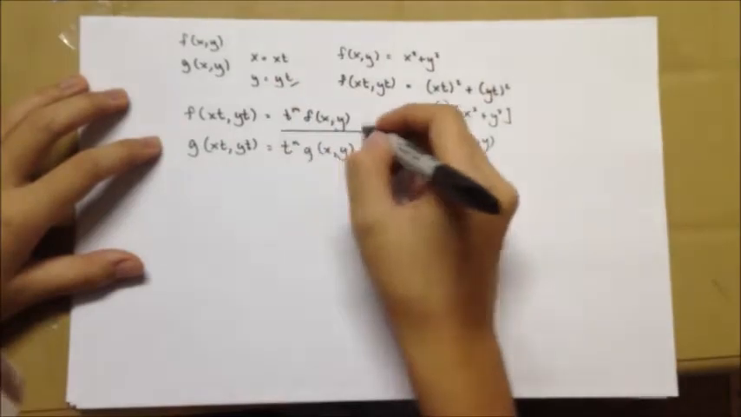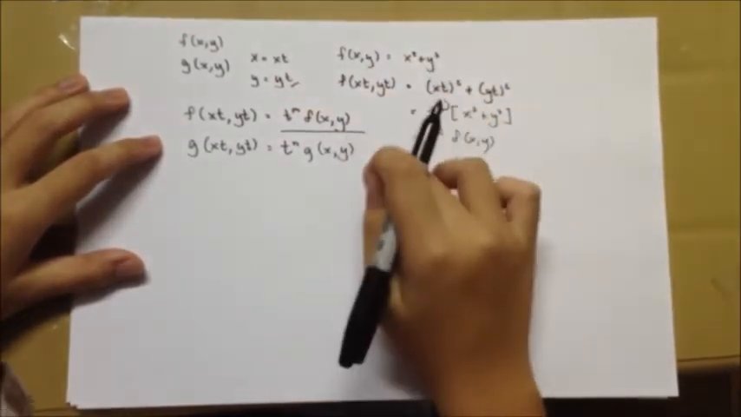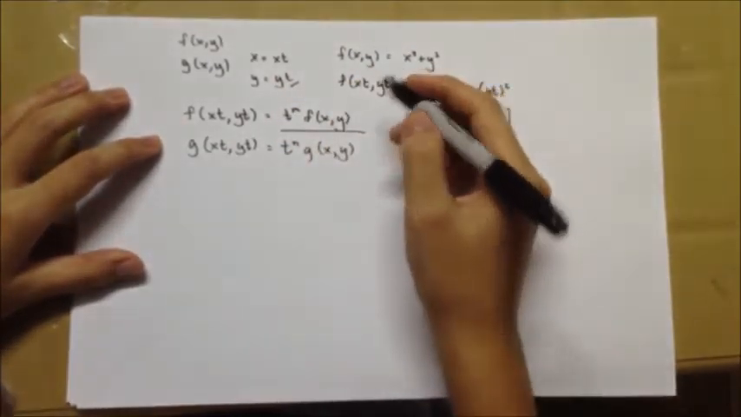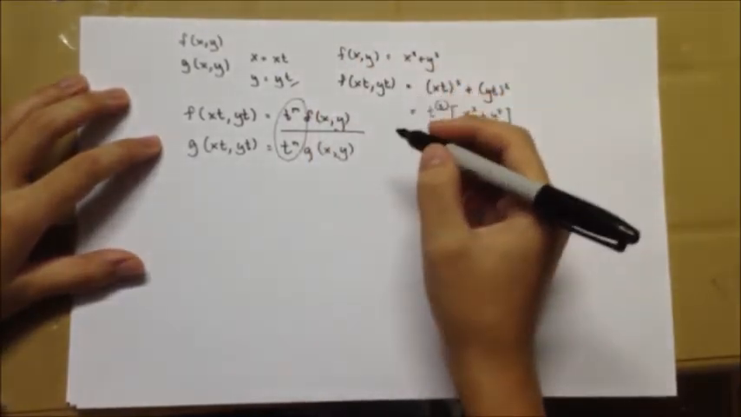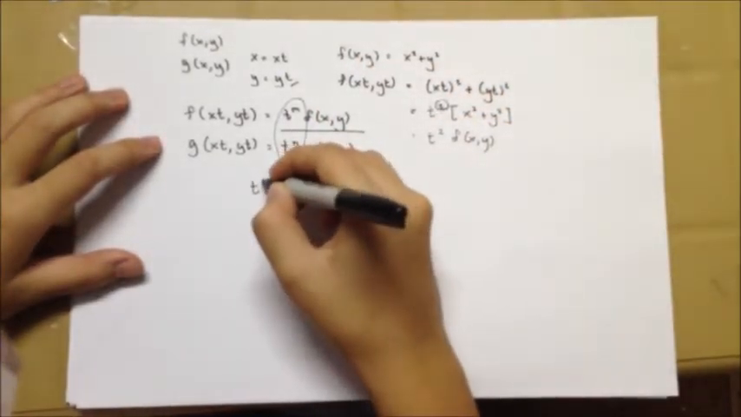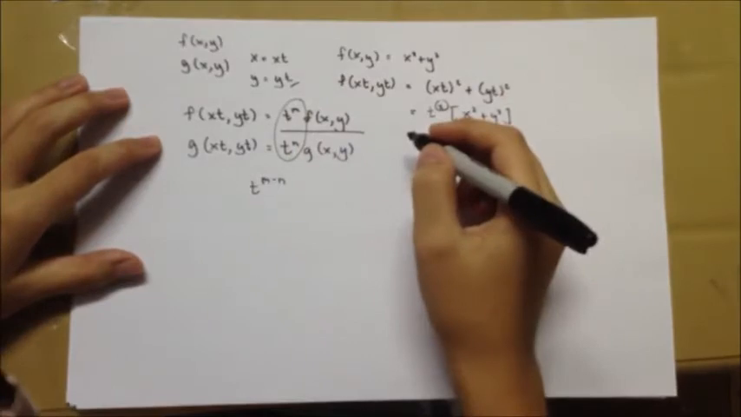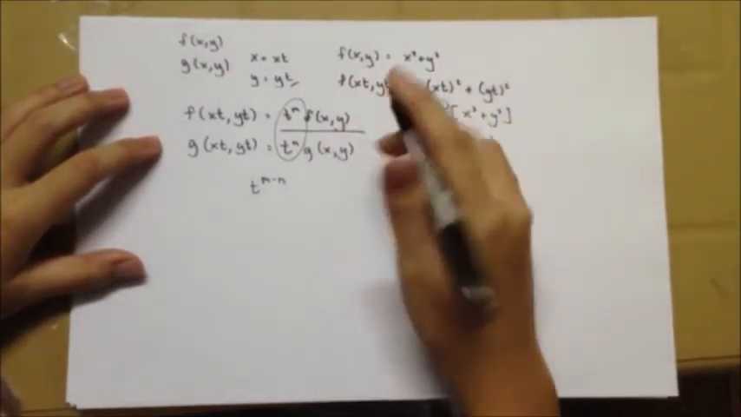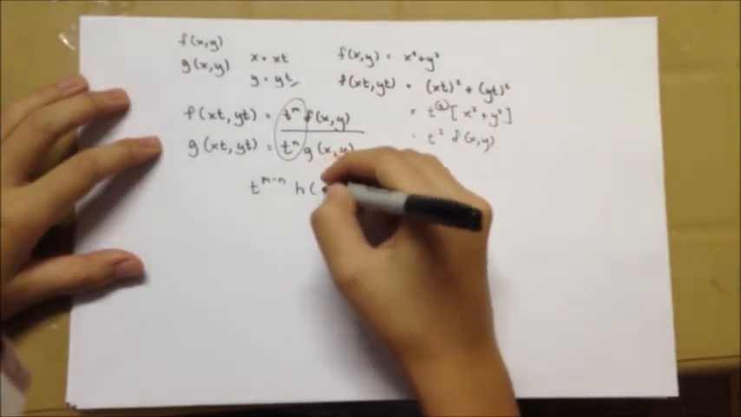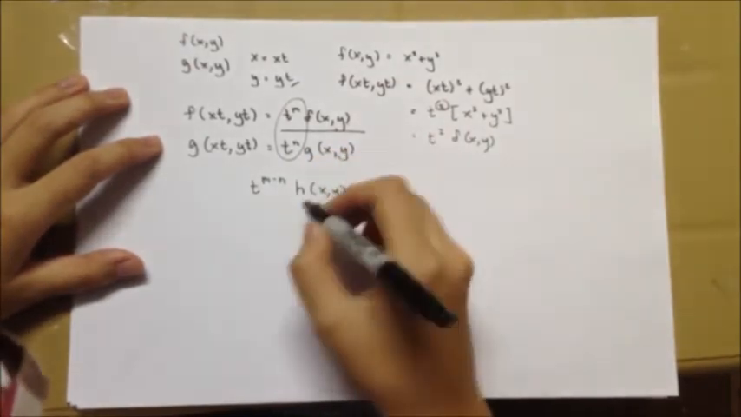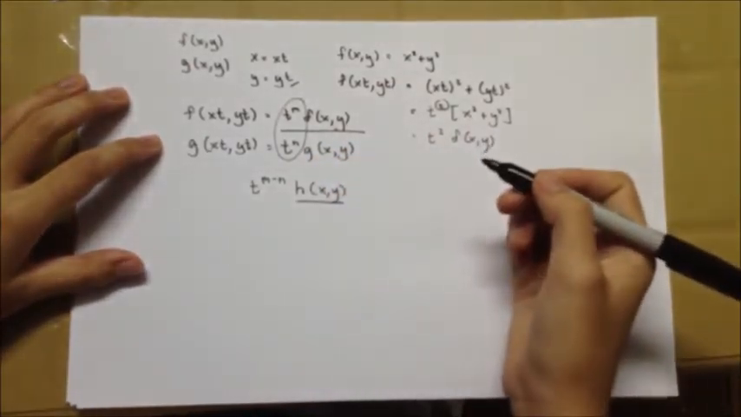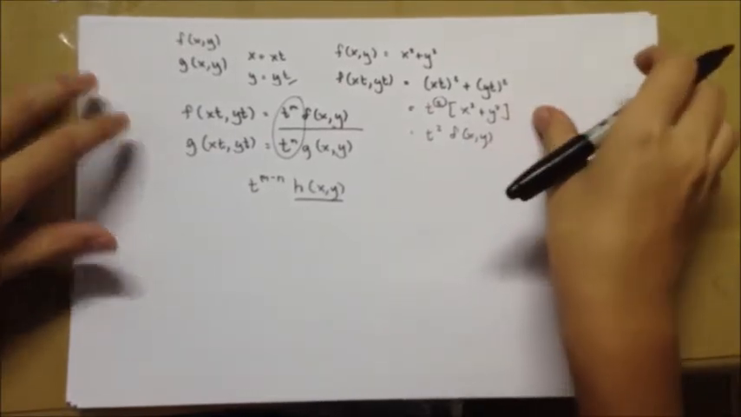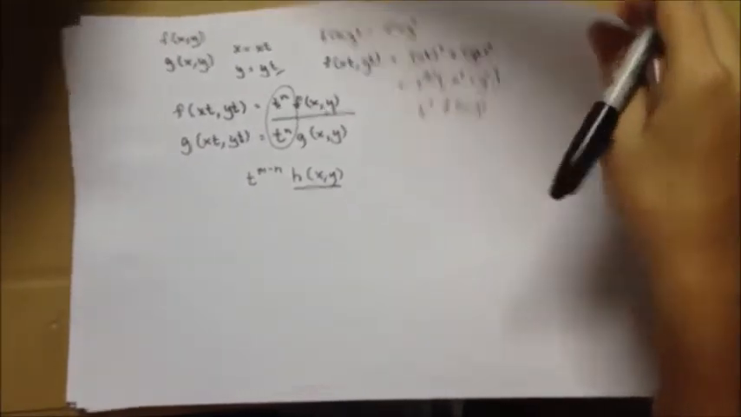So dividing this one over this one, by the law of exponents, this one will just be expressed as t raised to m minus n, and we can write the function of xy divided by the g of xy as, for example, h of xy, where our h of xy is a homogeneous equation, or rather a homogeneous function.